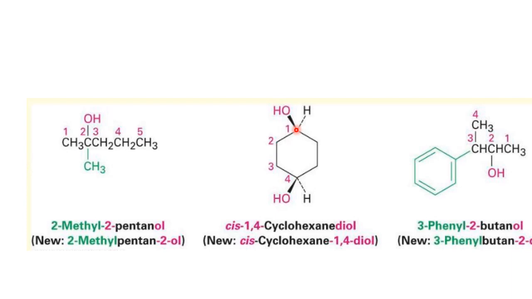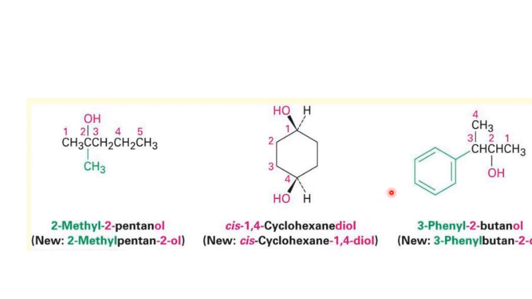If we select this is number 1, 1, 2, 3, 4, if we select this is number 1, 1, 2, 3, 4, so it doesn't matter. 1,4-cyclohexanediol, and both OH are cis, we can mention cis. In the last code, cis cyclohexan-1,4-diol.